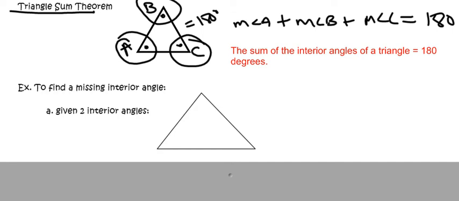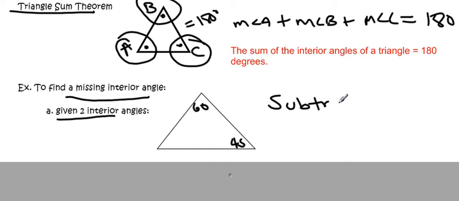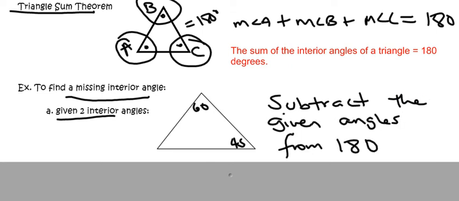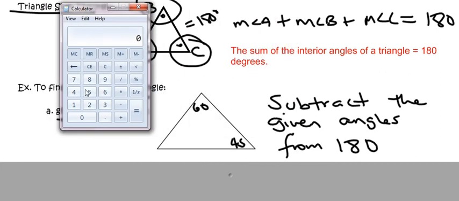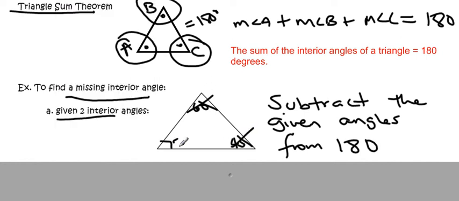So if we're looking for a missing interior angle given two interior angles, so let's just say this is 45 and this is 60, then the process you would do is to subtract the given angles from 180 degrees. So I would take 180 degrees, subtract the 60 because it's already been used, subtract the 45 because it's already been used, and I'm left with 75.